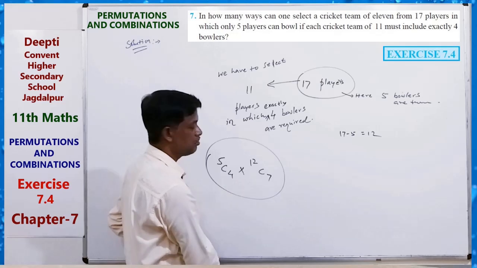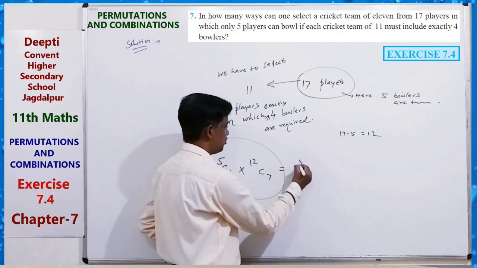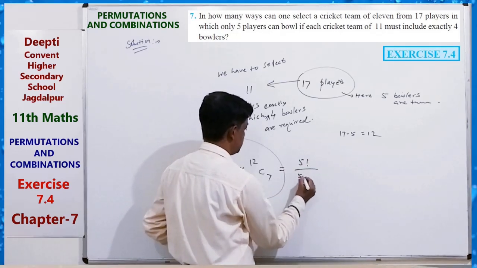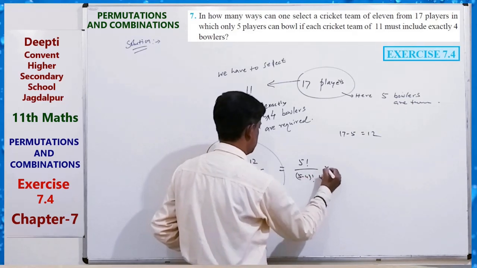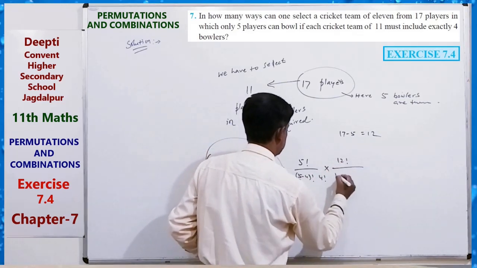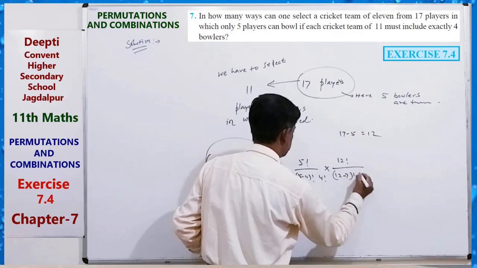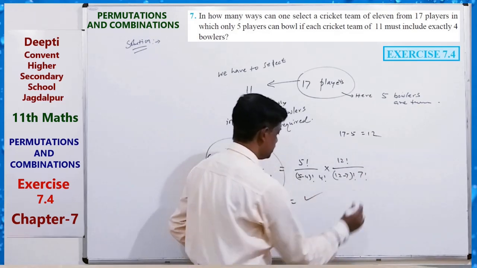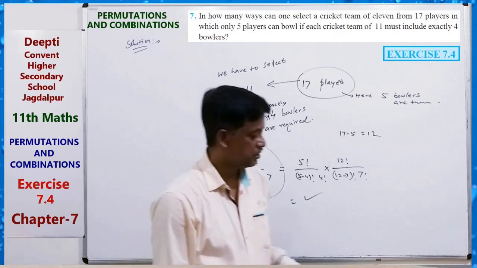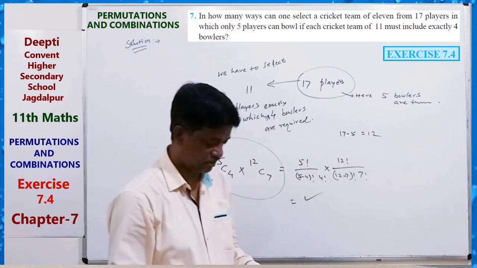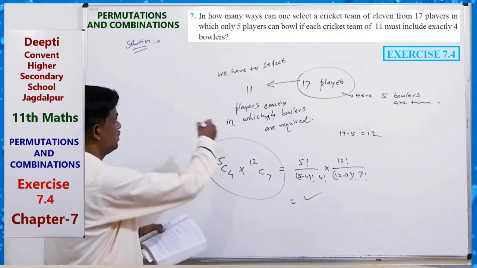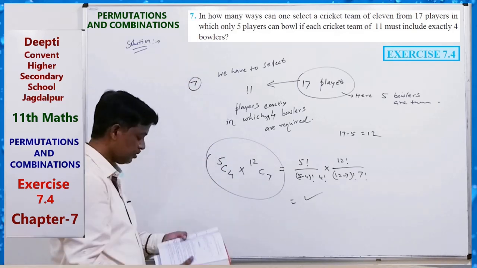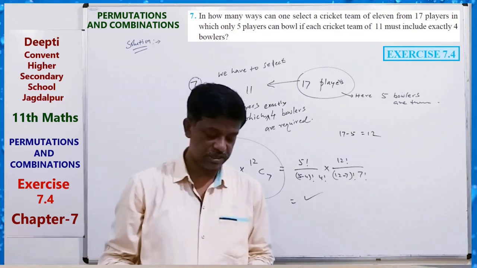So this can be solved by using the formula 5 factorial upon 5 minus 4 factorial into 4 factorial, into 12 factorial upon 12 minus 7 factorial into 7 factorial. Just calculate it and you can give the answer. Okay, this is the selection process. This is question 7. Now take question 8.